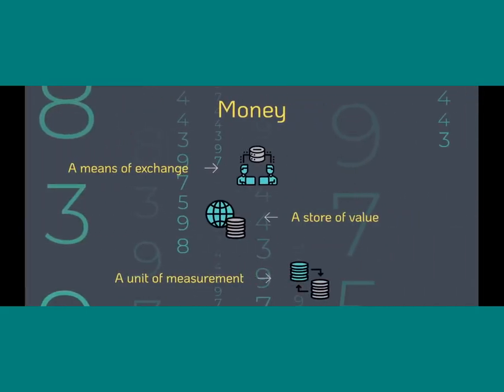So let's go ahead and recap. Money is a means of exchange, a store of value, and a unit of measurement. All three of these things at the same time.